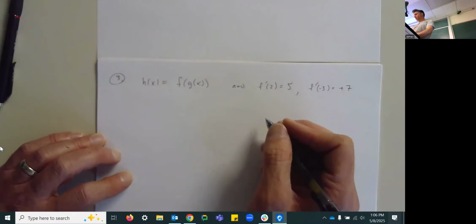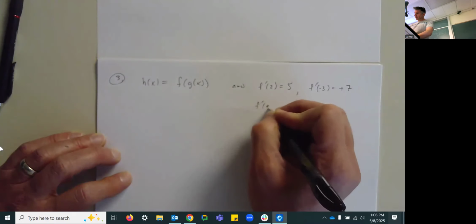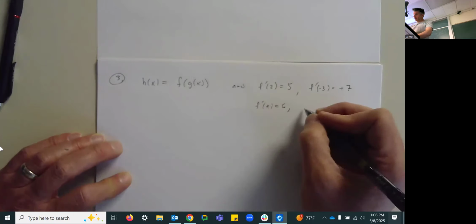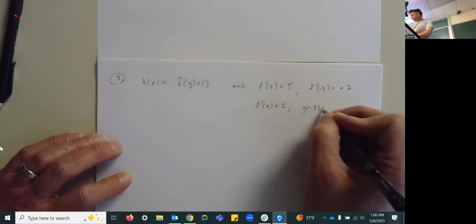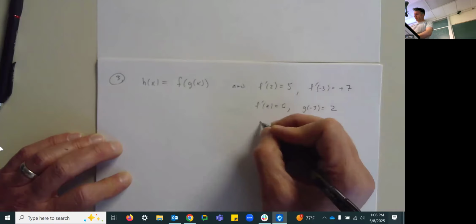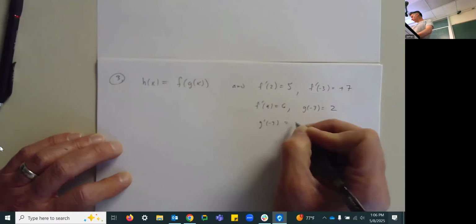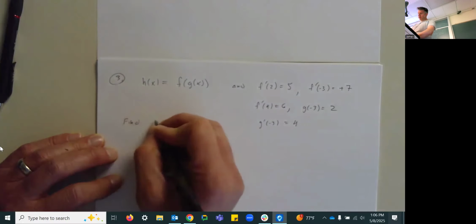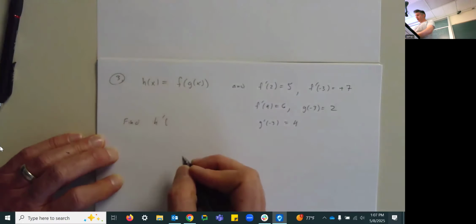F prime of 4 is equal to 6. G prime of g of negative 3 is equal to 2. G prime of negative 3 is equal to 4. And then they say find h prime of negative 3.